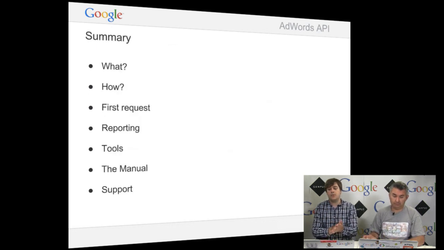Okay, so we've been talking about the AdWords API, but what have we actually covered? We discussed what the AdWords API is and what it can do for you. We've discussed how you interact with the AdWords API, and we've looked at making a first request with the client libraries, for instance. Then there's the reporting aspects and what that offers for you, and tools such as AdWords scripts. And then we've been looking at the manual and how to make sense of the AdWords API user manual.